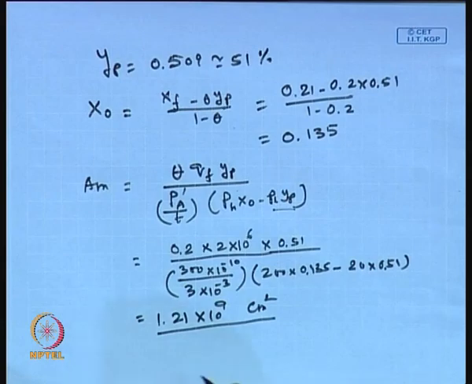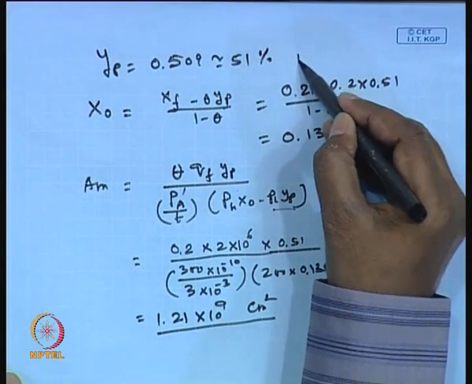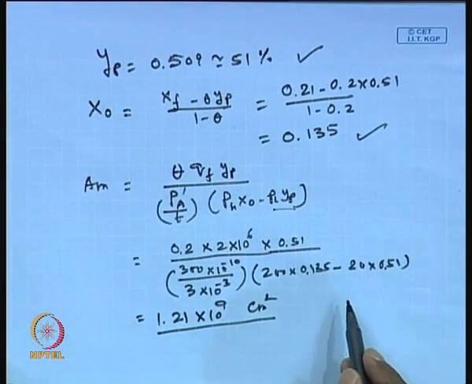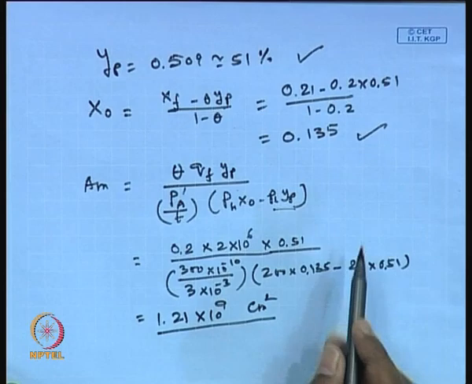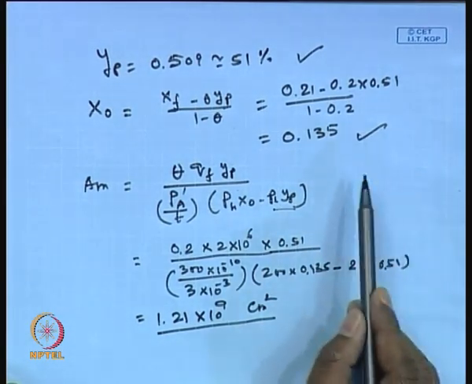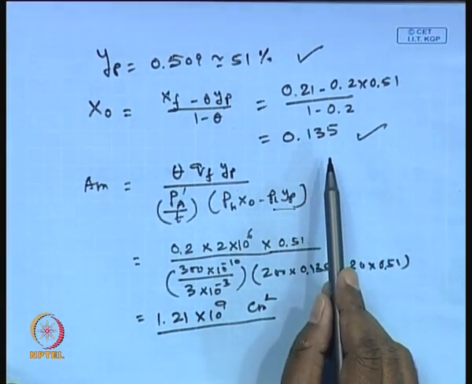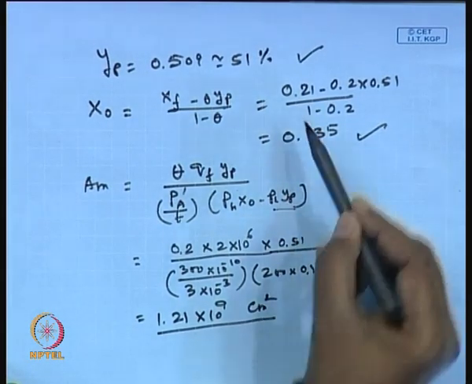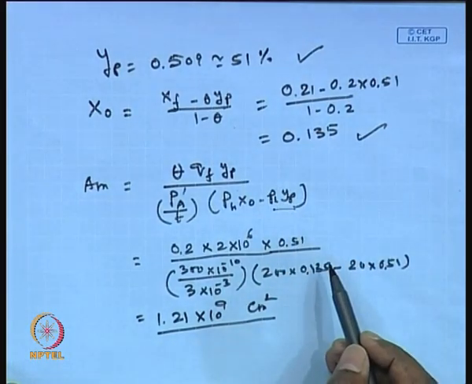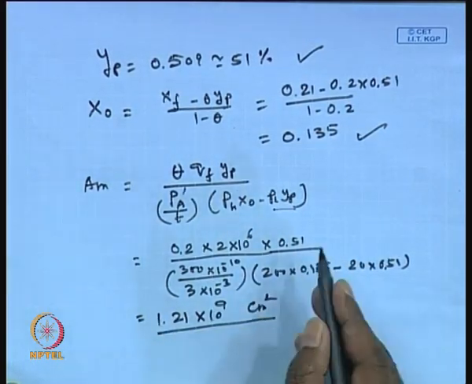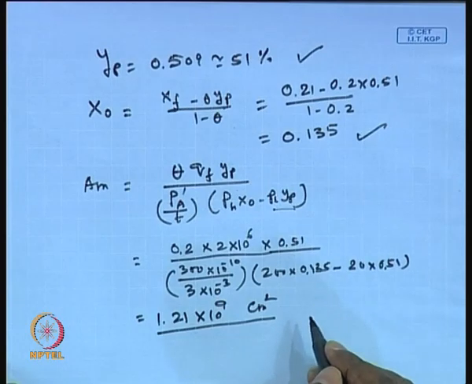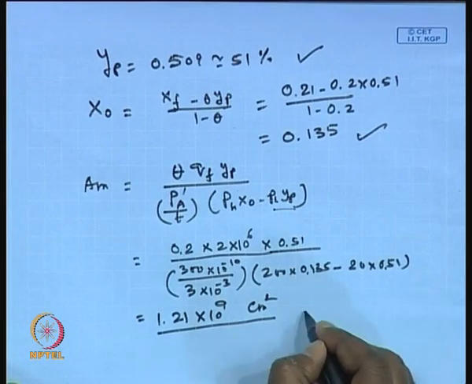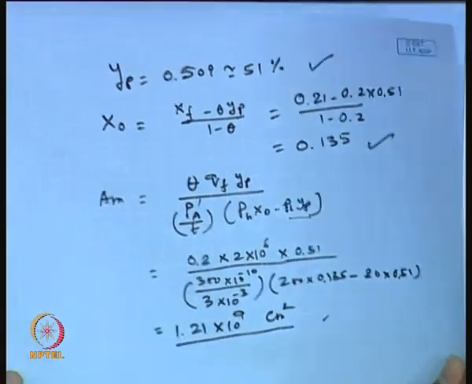So, you can find out the various parameters, the permeate composition and the reject composition. That means, initially you have in the feed 21% oxygen, and at the end of the operation in the reject stream you are going to get 13.5% of oxygen. That means the feed stream or the reject stream has been stripped of oxygen and the permeate stream is enriched by oxygen. To achieve this separation we have to provide a membrane area of 1.2 into 10 to the power 9 centimeter square. That much membrane area one has to provide.